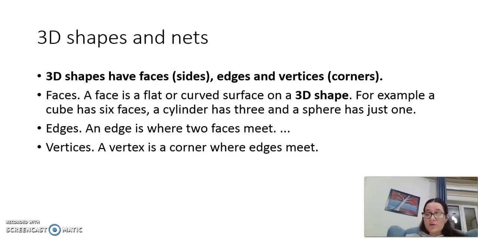The faces or the sides are flat or curved surfaces on a 3D shape. For example, a cube has 6 faces. The cylinder has 3 faces, and the sphere has just one face. What is the edge? The edge is where 2 faces meet. So it's the line that connects 2 faces. What are the vertices? The vertex is the corner where the edges meet.